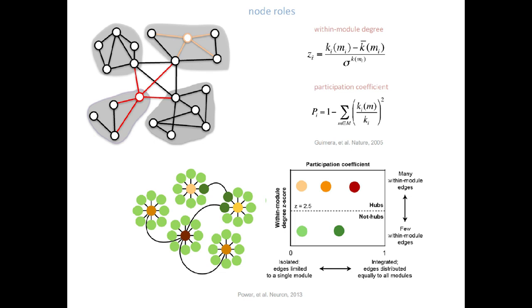Now we can quantify this using a measure called the participation coefficient. Again, it's estimated for a given node. We sum over all modules and look at the number of connections node i has to each module m, over its total degree. So it's looking at how a node's connections are distributed across modules. If a node has an even distribution of connections across modules, it's going to have a high participation coefficient.